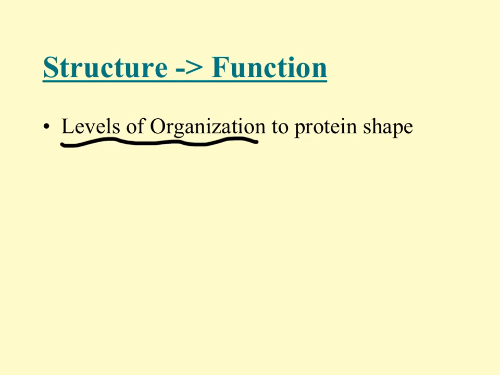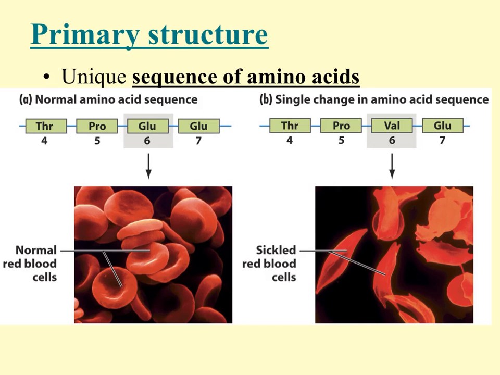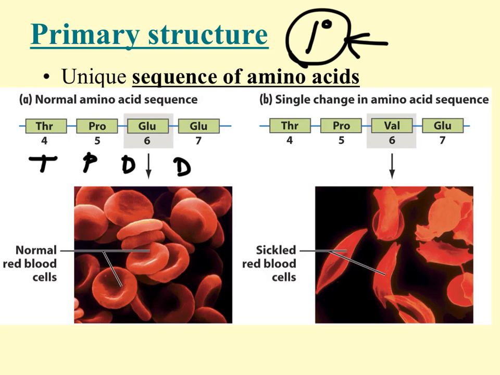So we're talking about strings of amino acids. There are 4 levels of organization. The first level is really simple. Guess what it is? The first, or what we call the primary structure, is just the sequence of amino acids. Here, they're showing you the sequence of amino acids of a particular protein. This is threonine, proline, glutamic acid, so that's an acid, D. TPDD, that's a sequence of amino acids in a protein.